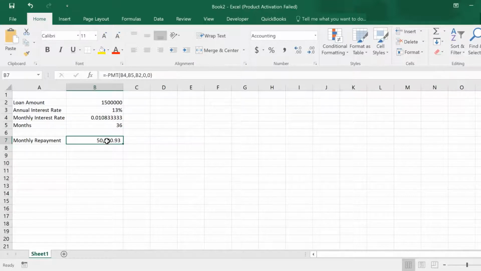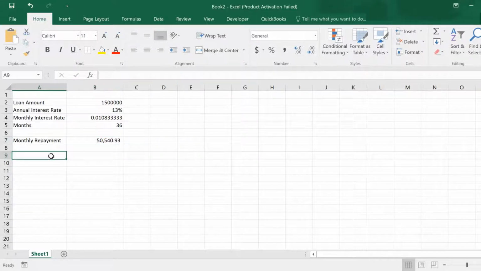Then the next important thing to learn is what we call the amortization table. This is basically a schedule of how you're repaying your loan and the loan balance at the end of each month. So for that, you can first create this table. Our first column will be months, then followed by the monthly repayments.